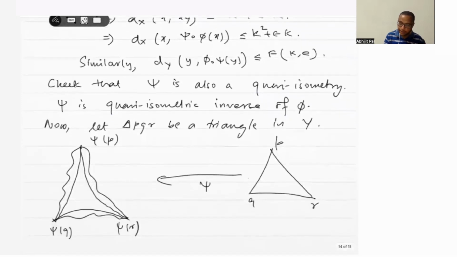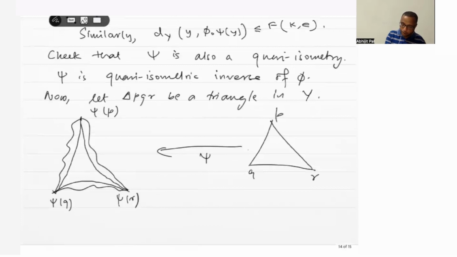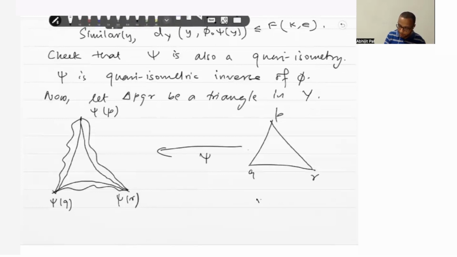Okay, so now let us take a triangle in Y. We want to prove that Y is a delta prime hyperbolic metric space, so we need to find that delta prime. We start with a geodesic triangle PQR in Y. Now what we have is the map psi from Y to X.